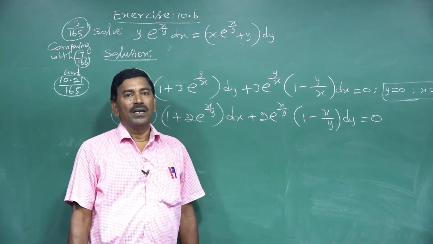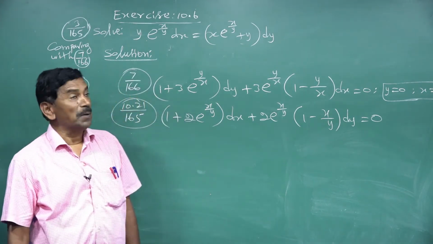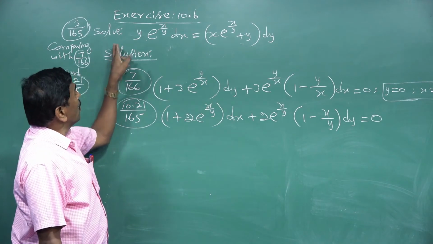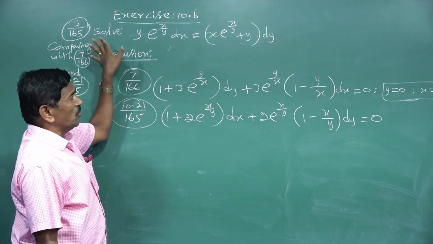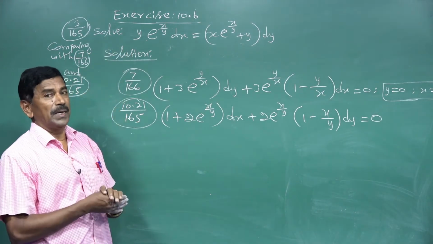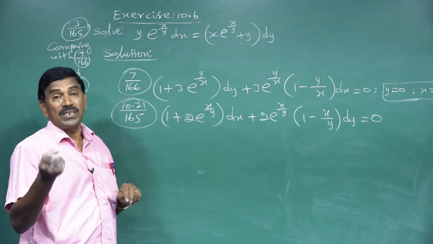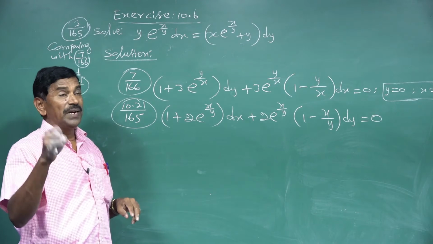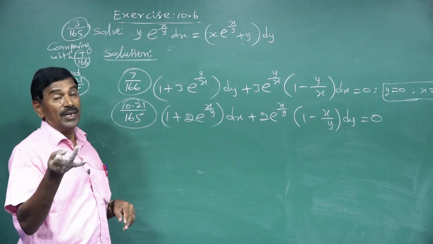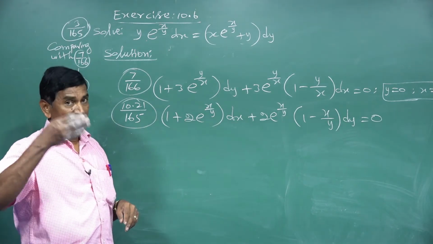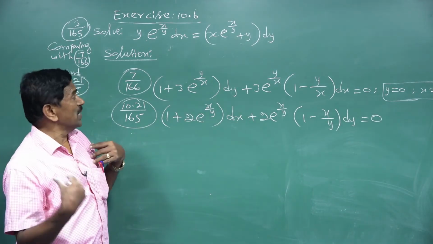Children, listen. Now we are in exercise 10.6, third question. Here, solve the equation. We want to identify the type. How to identify the type in the 10th chapter? First verify whether it is homogeneous. If it is not homogeneous, then verify linear in y and linear in x. Linear in y and linear in x come under the next exercise. I will tell you the techniques in the next exercise.